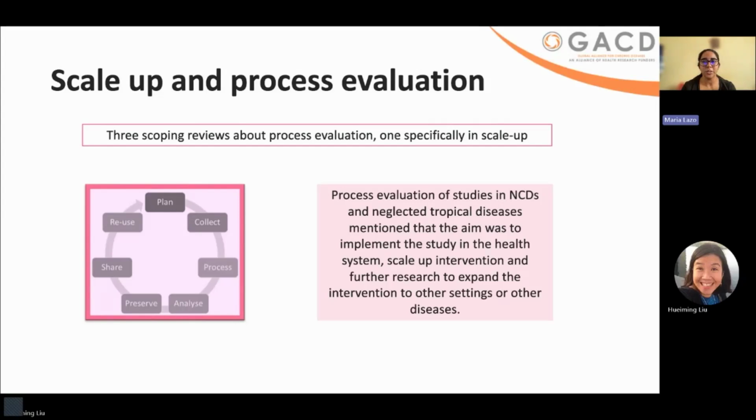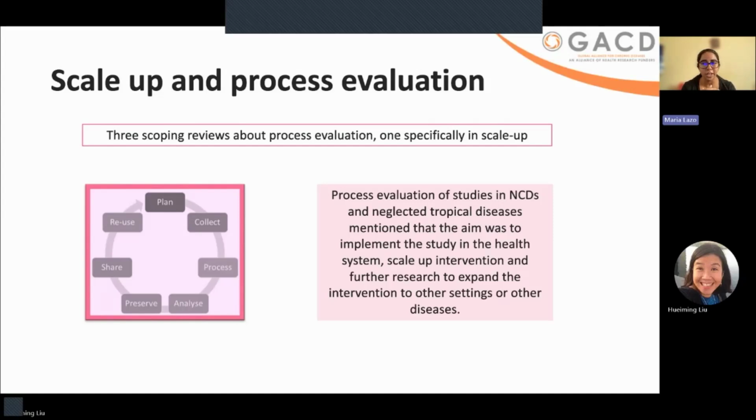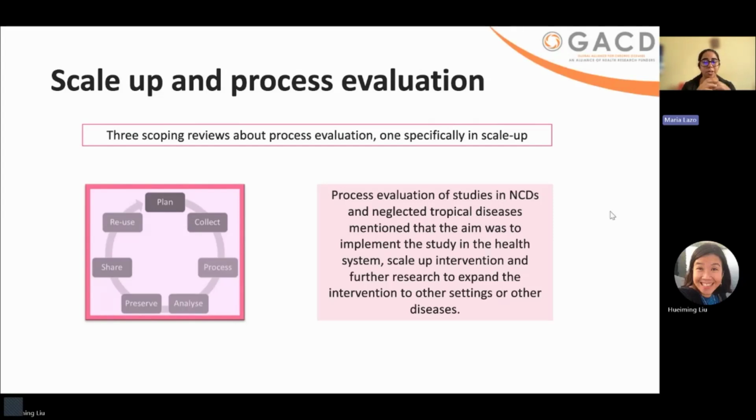So as it was mentioned, the process evaluation can be conducted in any step of the research cycle, and the objective of the process evaluation can vary according to this. For example, sometimes the aim is to implement a future study in the health system, scale up the intervention, or do future research to expand the intervention to other settings or other diseases. So the information collected for process evaluation, after being analyzed, can be used to be shared, to be reused, or to plan the next step of a certain study.